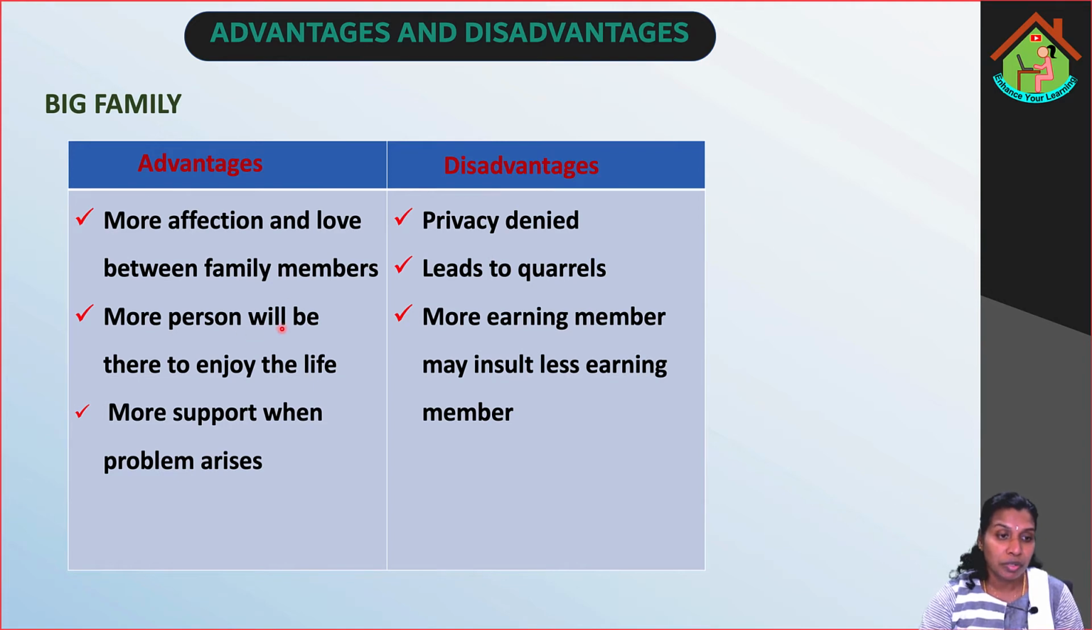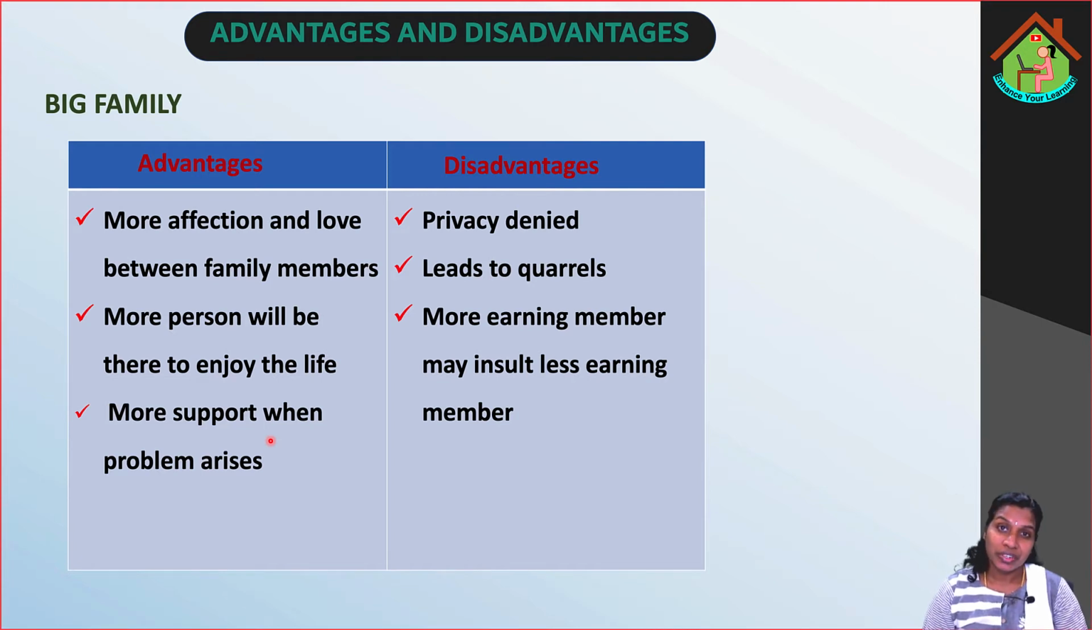Then more persons will be there to enjoy life. Okay, so always there will be somebody in your house to enjoy with. You will not feel lonely at any time. Okay, next one is more support when problems arise. For example, if one uncle has a problem, the other uncle will go to support. Okay, so like that there will be more support when a problem arises.